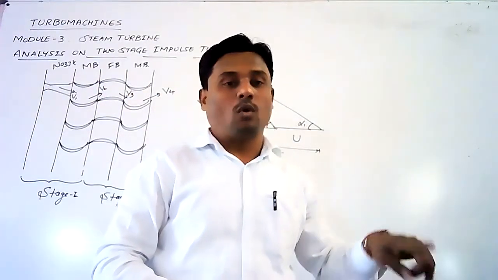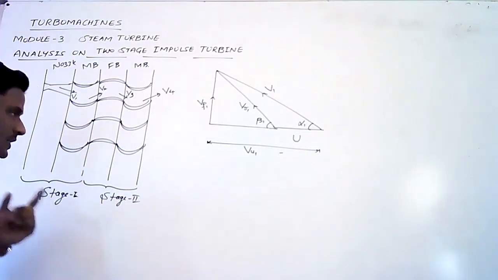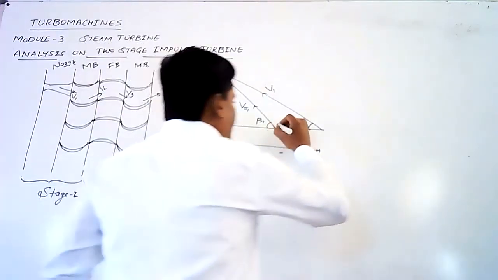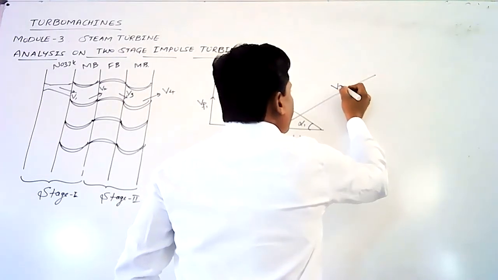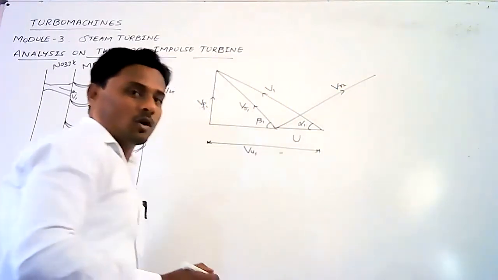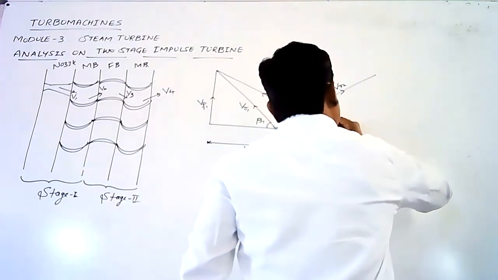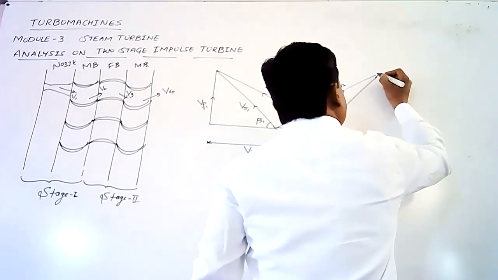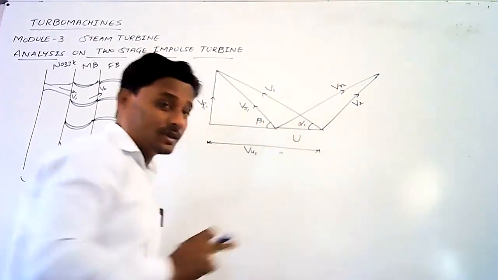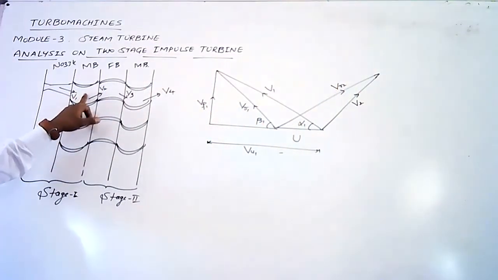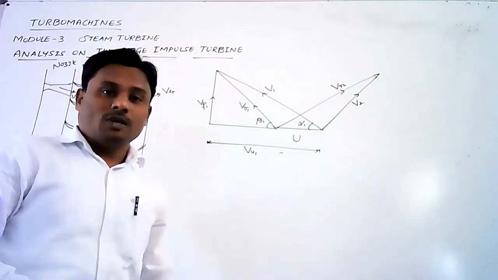Now let us draw the outlet velocity triangle for the first stage. Stage 1 and stage 2 here. Now from here, VR2 emerges. VR2 is the relative velocity component at the outlet. Next, with the velocity V2, the steam comes out from the first set of moving blades.